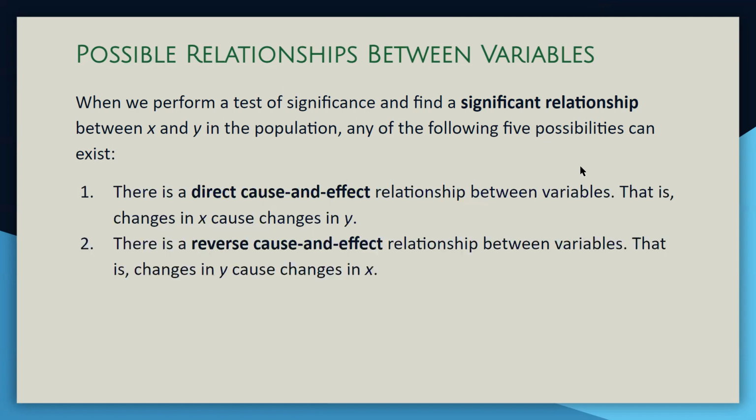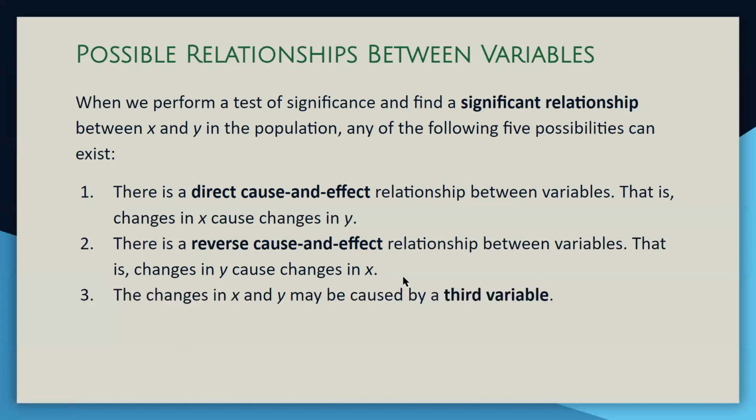Also, it's possible there's a reverse cause and effect, meaning that Y is causing X to change, not the other way around. In both of these cases, a cause and effect relationship exists, and that's a reasonable conclusion. However, there's 3 other possibilities.